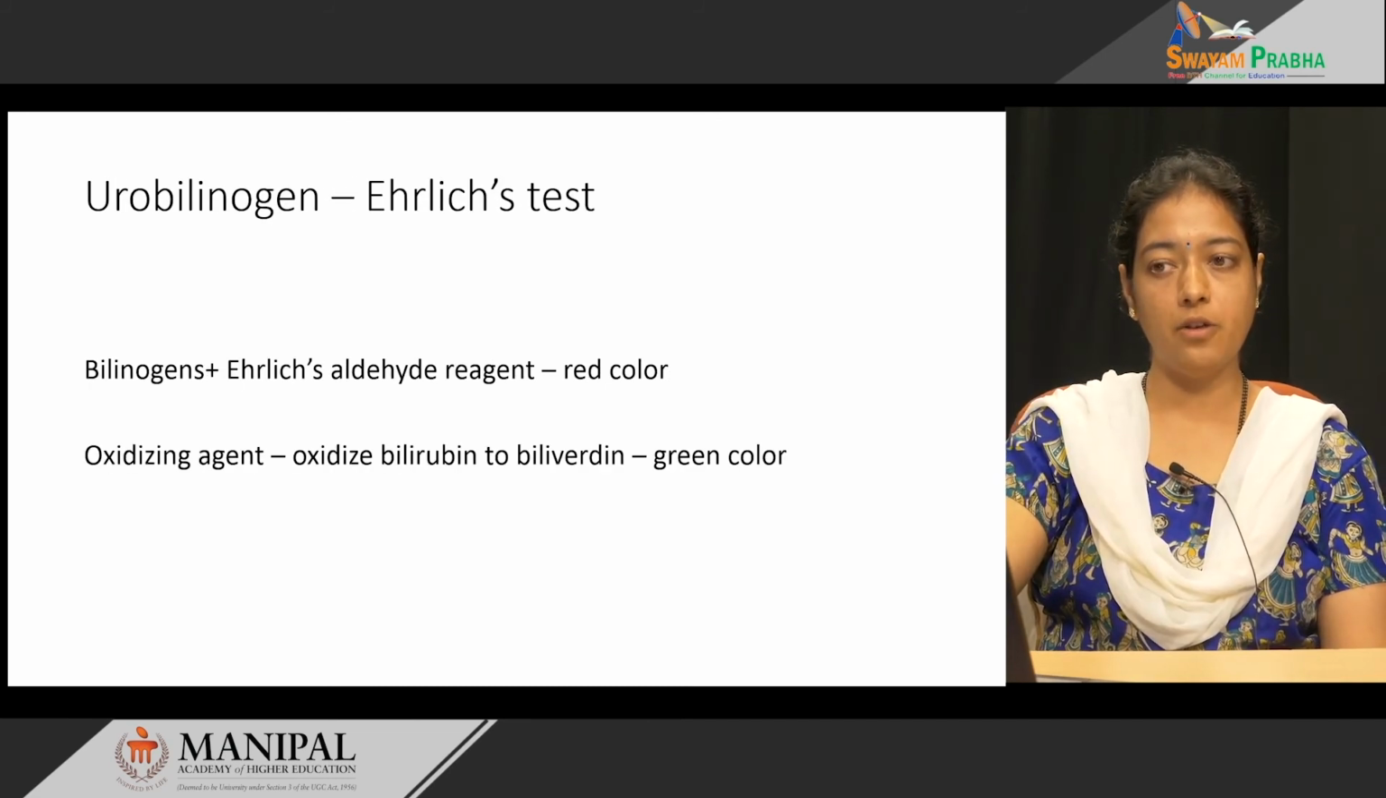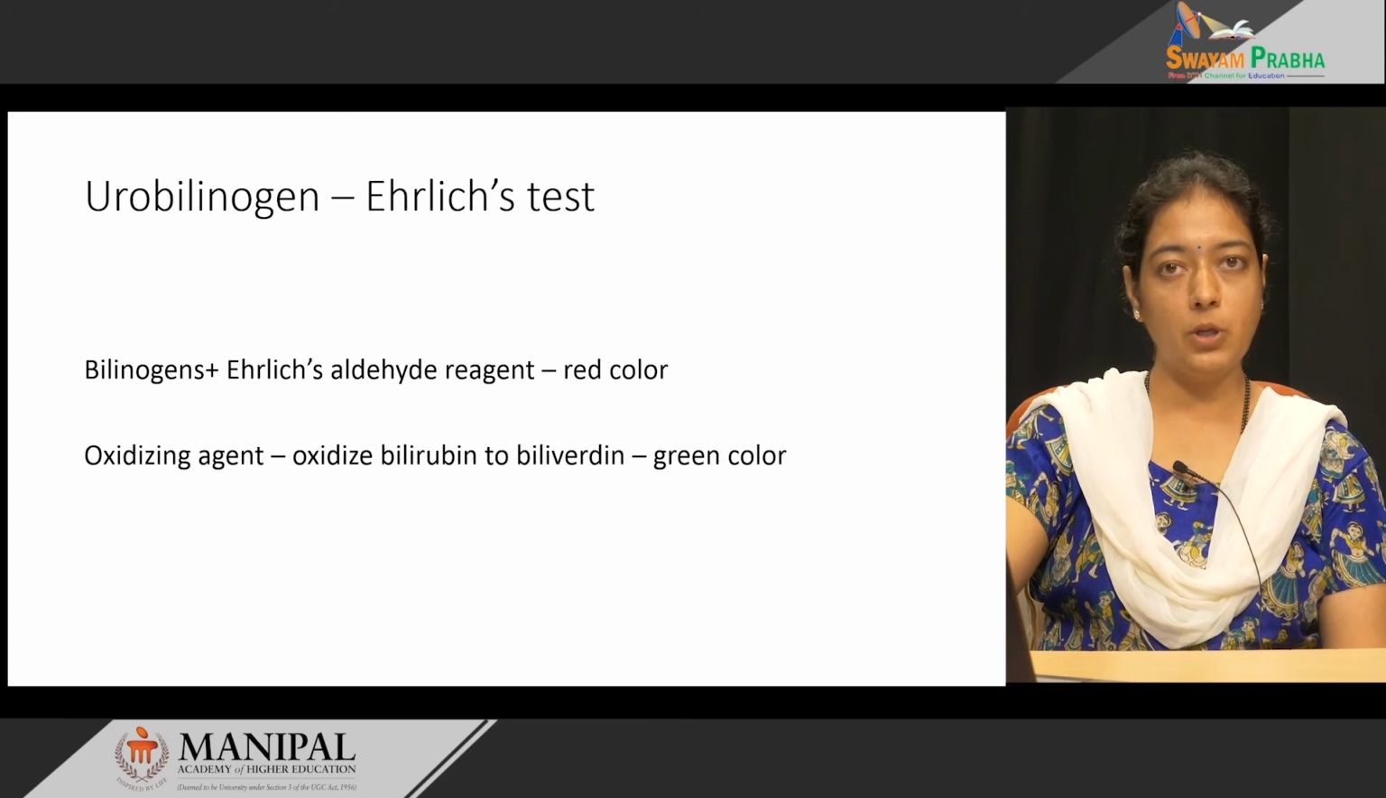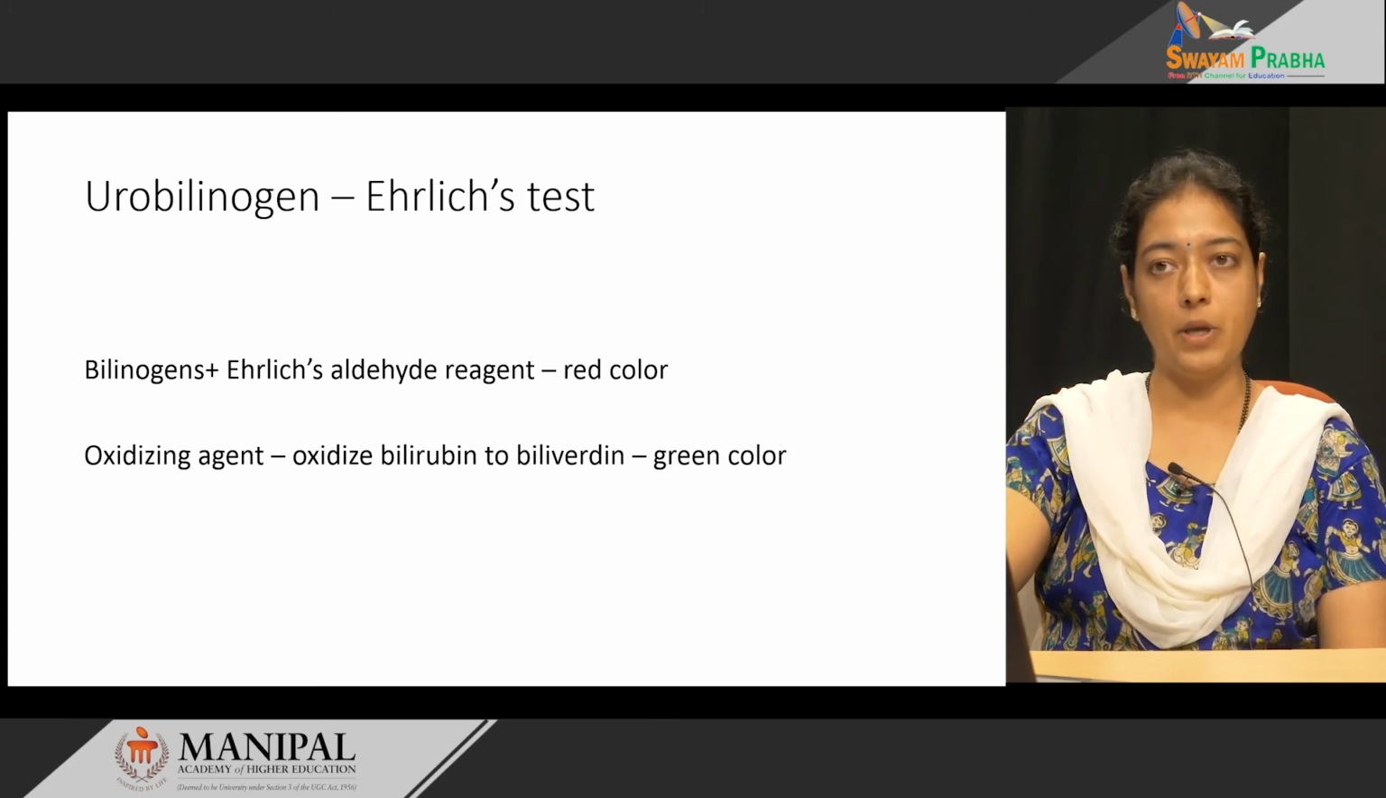Urobilinogen is estimated with the help of Ehrlich's test. Bilinogens react with the Ehrlich's aldehyde reagent and give a red color. When you add the oxidizing agent, this oxidizes the bilirubin to biliverdin and finally there is appearance of green color.